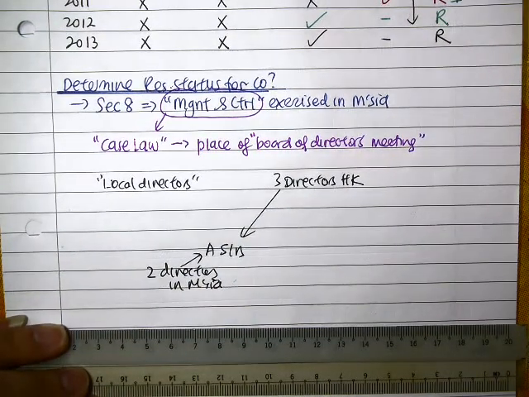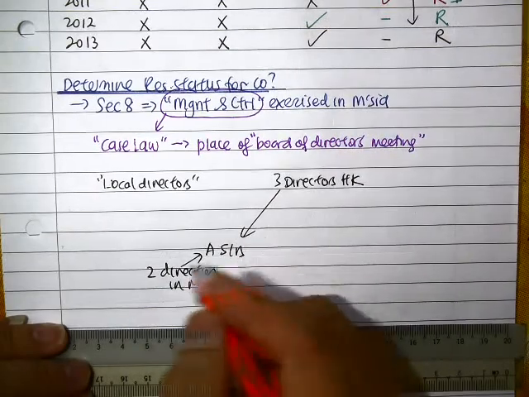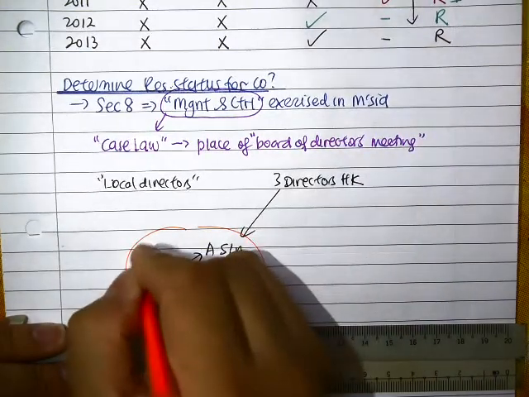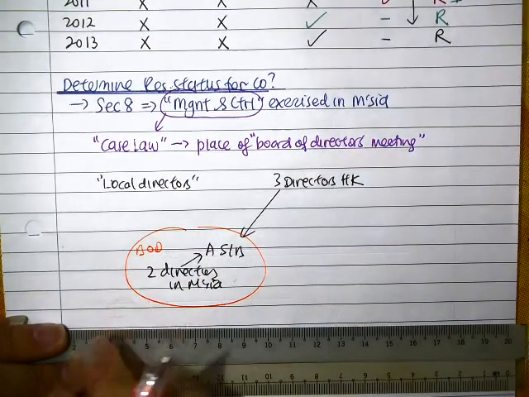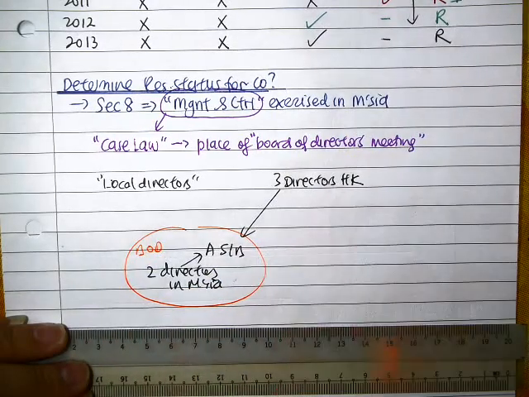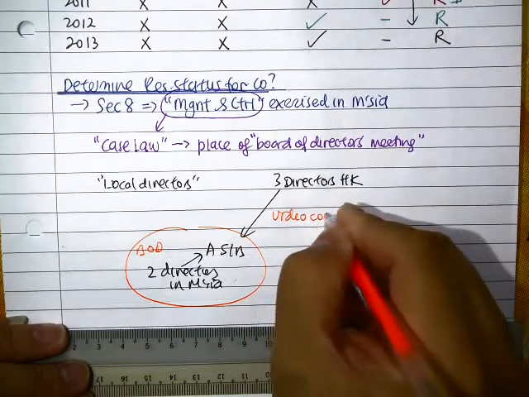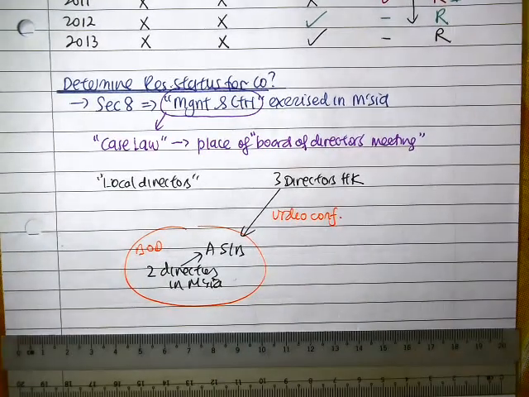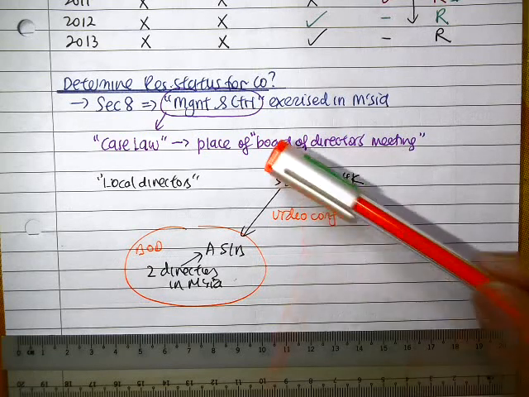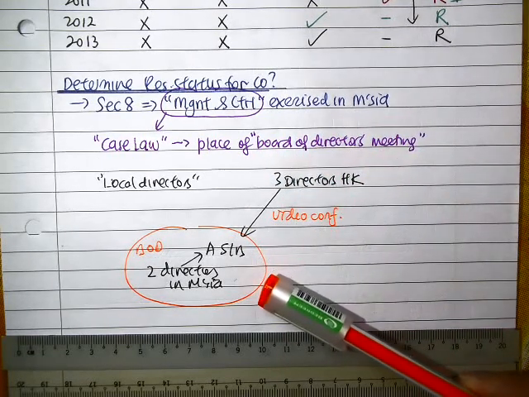Now when they do a board of directors meeting, of course they will have a board of directors meeting in Malaysia at the same time with the 3 directors in Hong Kong. And they do what? They video conference. Okay? Now in this case, do you still call that the board of directors meeting is in Malaysia? Now of course it is. The board of directors meeting is in Malaysia.